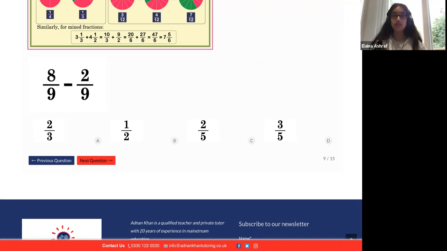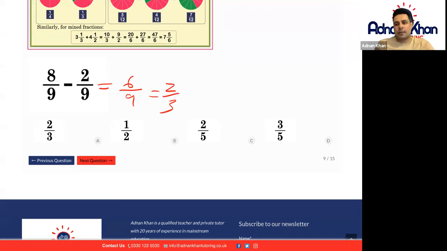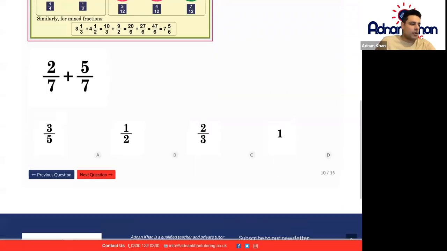The denominators are the same. 8 minus 2 is 6, so 6 over 9, which is equivalent to 2/3. Good. So the denominator is the same in this case, and we just simplify the answer, and it will come to 2/3. Well done. And just do one more, Elena.